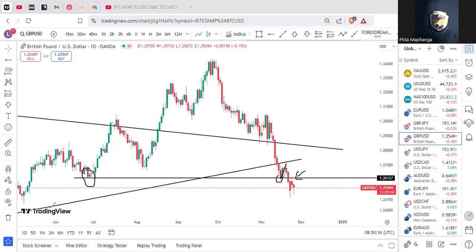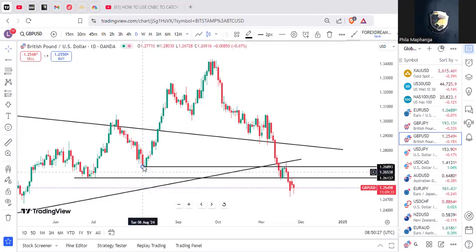Let me highlight it. I'll use this horizon. Let me just add another one, but I'll remove it. Your chart must always be clean. Can you see that? Here's the support. It was broken. It became a resistance. Here's your trend line. What does that mean?